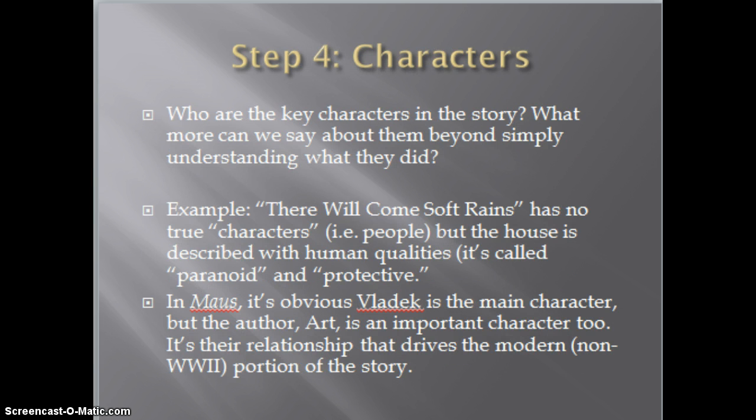As far as the characters go, we can ask ourselves things like, who are the key characters in the story? What more can we say about them beyond simply understanding what they did or what their name is? So in There Will Come Soft Rains, there are no people, but what can we understand about the things that are described like characters, like the house that's given human qualities? It's called paranoid and protective, for example. In Mouse, Vladek is the main character of the story, but the author Art is also an important character too, and so it's their relationship that drives a lot of the story, even though Art isn't a part of a lot of the story.